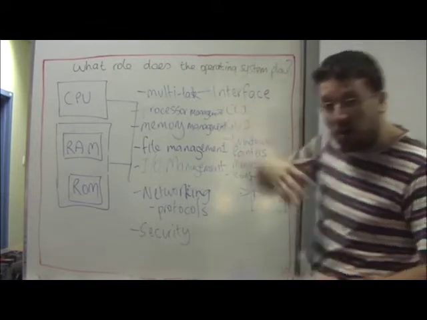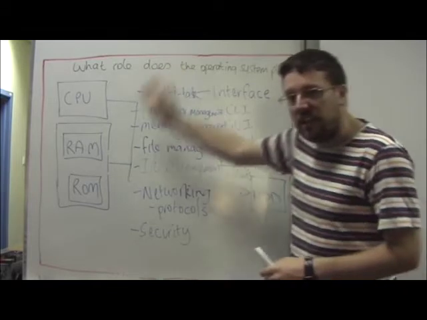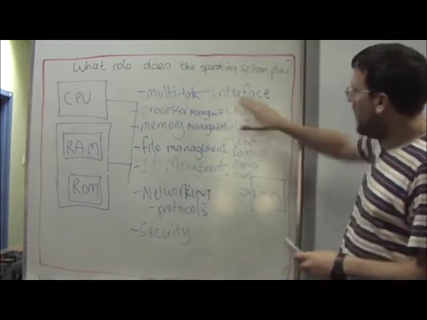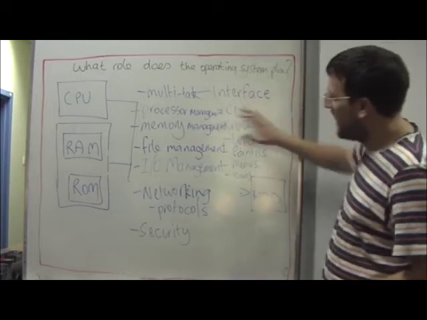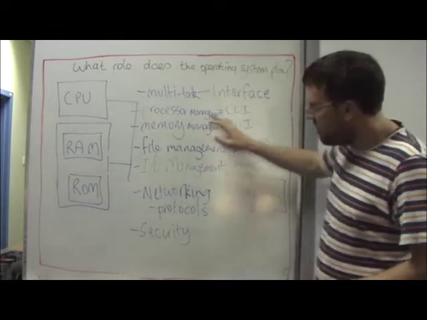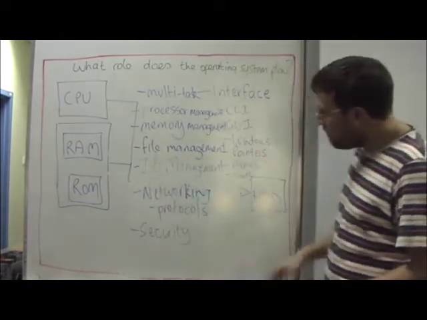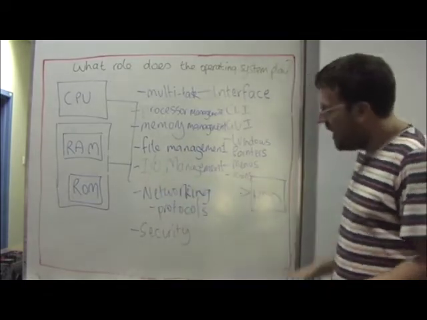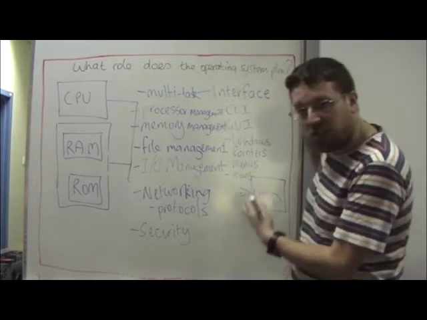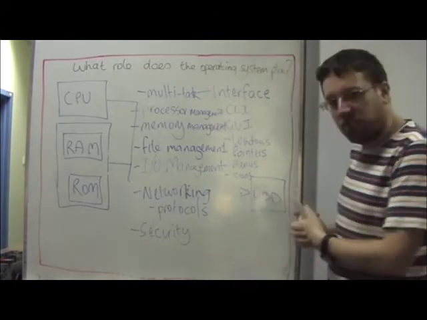All right, so our question today was, what role does the operating system play? And hopefully here is a list of the different functions that the operating system plays. It provides us with an interface, it allows us to multitask, it manages our processor, it manages memory, it manages our files, it manages our input-output devices, it allows us to do some networking, and it also provides us with security. So it plays a huge role, and there's a whole load of things that it allows us to do.